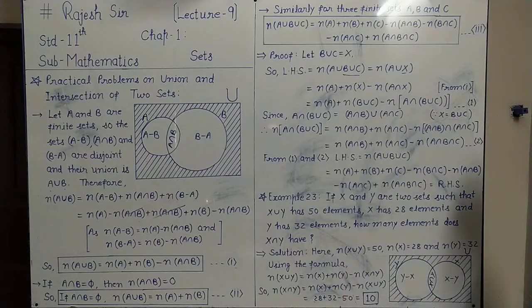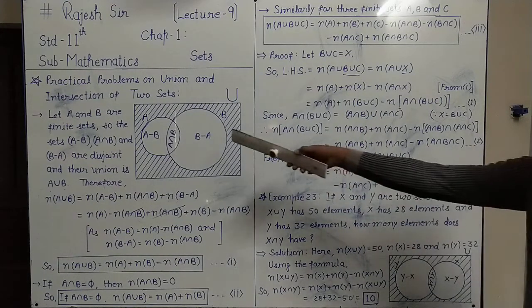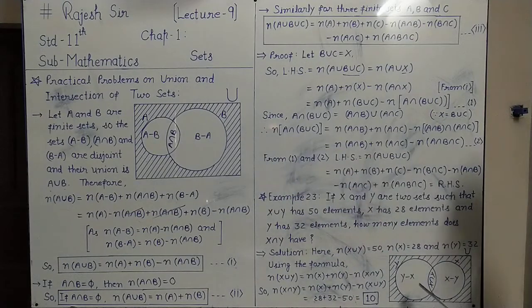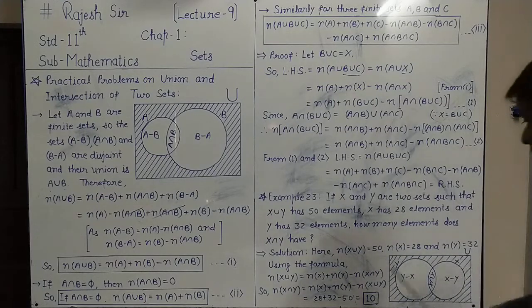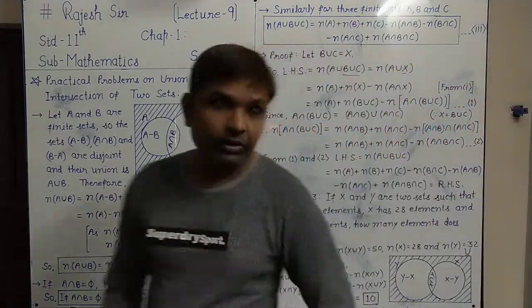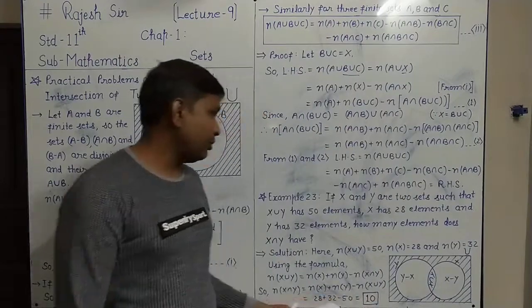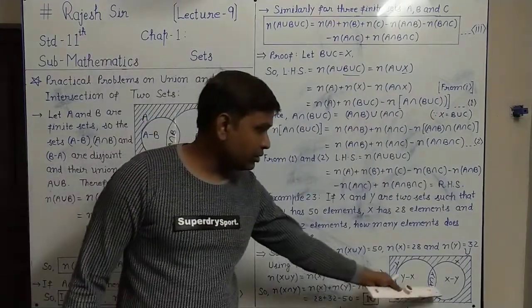For this, we can use again the figure that we have used for A and B, now for X and Y. The whole rectangle is the universal set, in that this circle shows the set X, this circle shows the set Y, this portion shows Y minus X, this portion shows X intersection Y, this portion shows X minus Y. This way we can show it for all. Whether or not it is used directly by the formula, you can use this also.